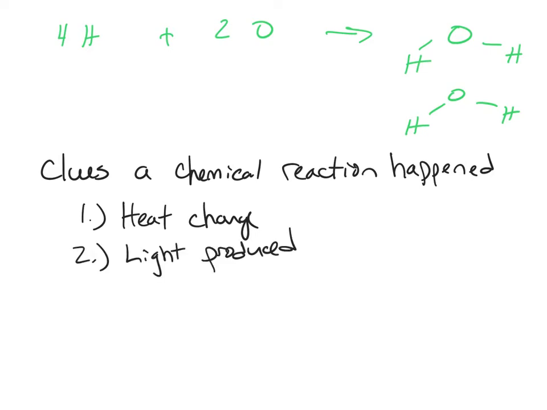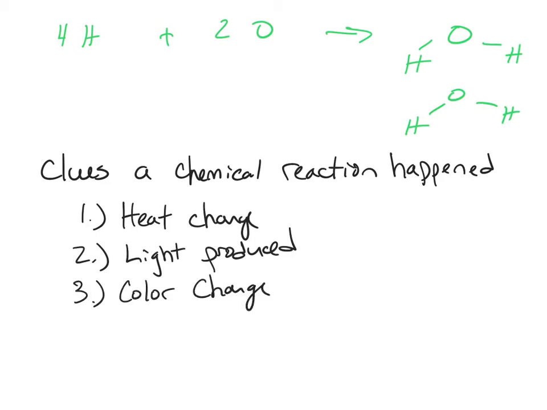Another chemical reaction clue is that light is produced. A flash or a flame, you might see light. That doesn't mean that a reaction actually did happen. For example, if you just turn on the lights, it's not a chemical reaction. But light produced when you wouldn't expect it to is a clue that a reaction has happened.